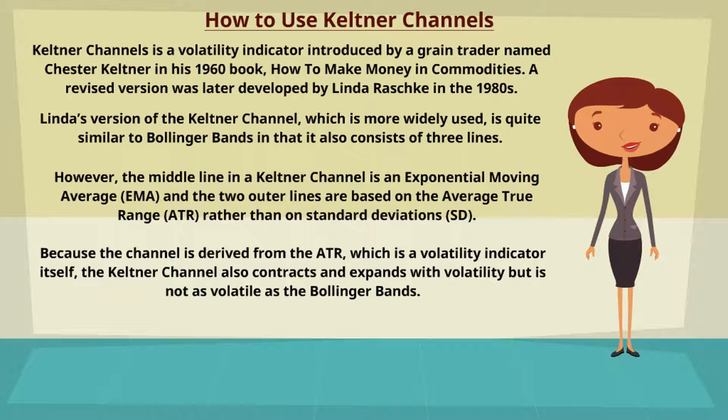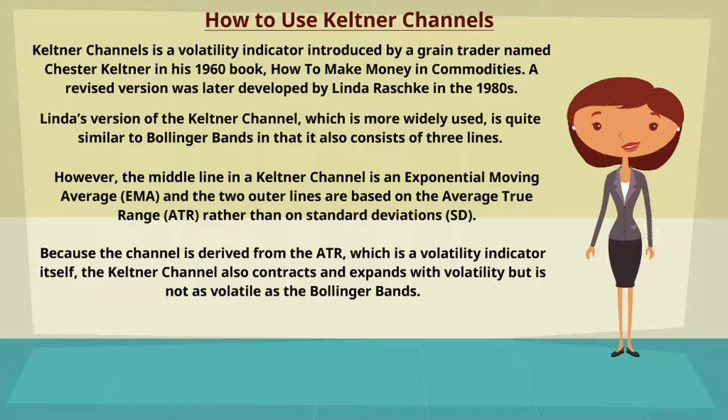Keltner channels is a volatility indicator introduced by a grain trader named Chester Keltner in his 1960 book, How to Make Money in Commodities. A revised version was later developed by Linda Raschke in the 1980s. Linda's version of the Keltner channel, which is more widely used, is quite similar to Bollinger Bands in that it also consists of 3 lines. However, the middle line in a Keltner channel is an exponential moving average, EMA, and the 2 outer lines are based on the average true range, ATR, rather than on standard deviations, SD.